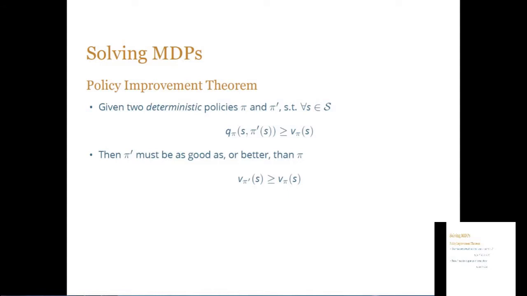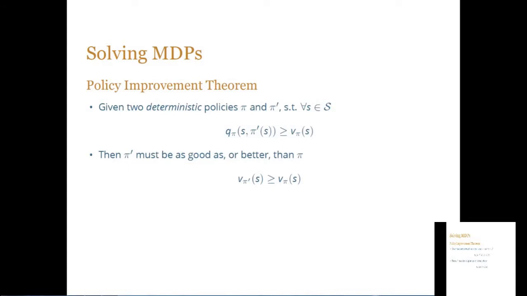And this tells us basically that given two deterministic policies, pi and pi prime, such that for each state we have this condition, the Q value of the policy pi using the other policy pi prime is greater than or equal to the value function of the original policy, then pi prime, which is this other policy, must be as good as or better than pi.